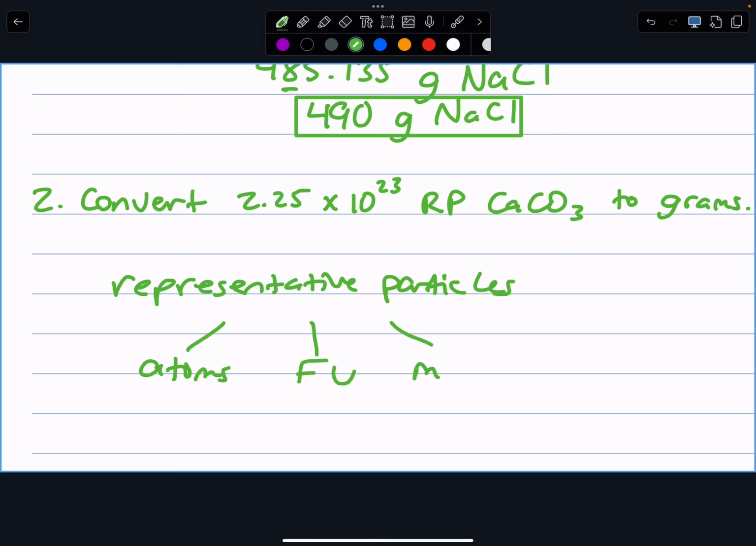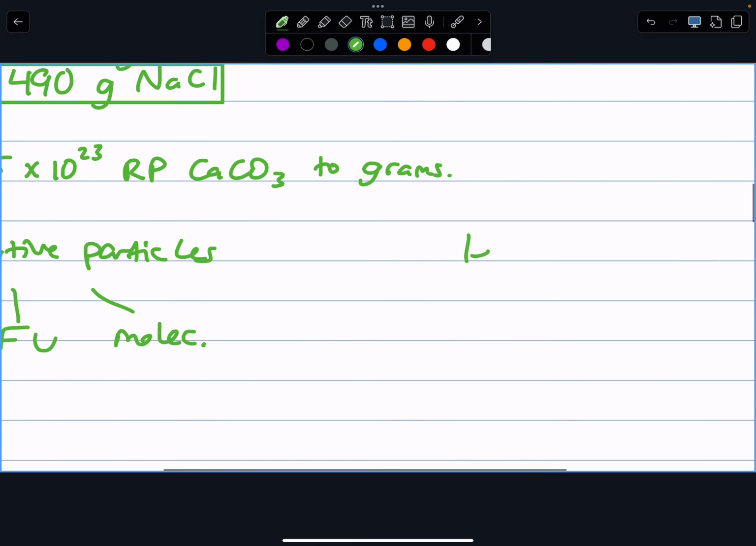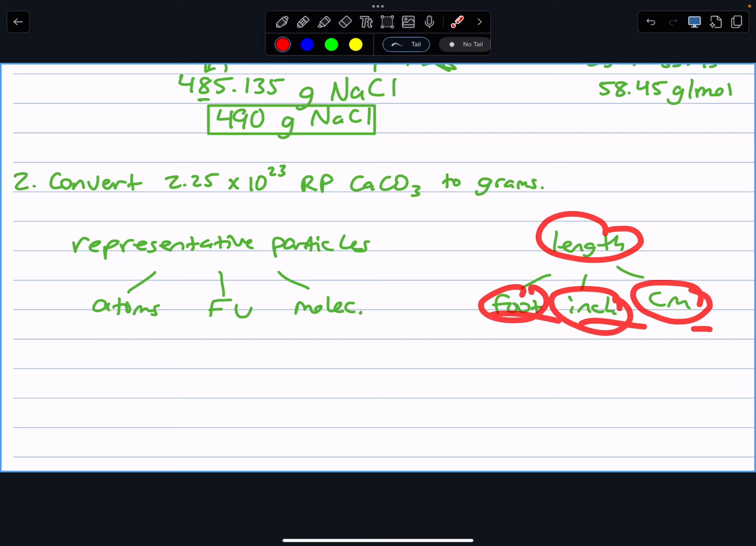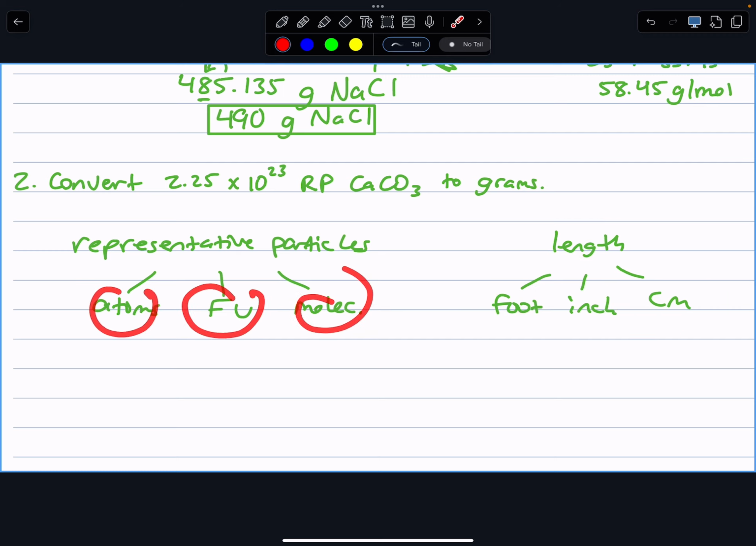Yes. Good. Okay, what if I asked you, what are some units for length? Foot, meter, inch, centimeter. Do you understand what that means? Okay, good. So it's equivalent. Like, you can't just say, convert 2.25 length to, no, it doesn't work that way, right? I have to specify a certain unit. Same way that it works over here. I have to specify one of these units.